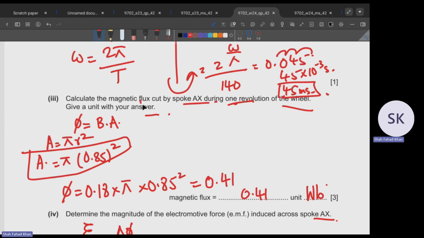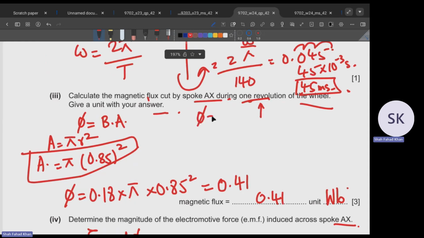Then it says calculate the magnetic flux cut by spoke AX during one revolution of the wheel and give a unit for your answer. They're asking us for one revolution only, not multiple revolutions. Generally the formula for flux, which students usually remember, is NBA sine theta. Because it's a perpendicular field, theta is 90 and sine of 90 is 1, so this whole factor can be ignored.